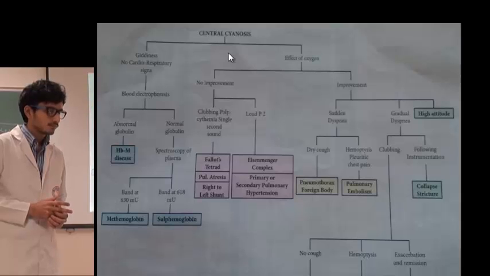Among the central causes, the two broad groups are either respiratory diseases or cardiac diseases. But there are two other rare causes which we only think of when we are very sure from the history and examination that we are not dealing with either respiratory or cardiac. This is the third cause: methemoglobinemia.